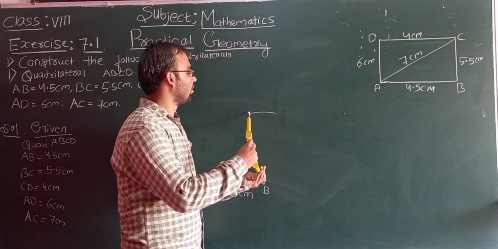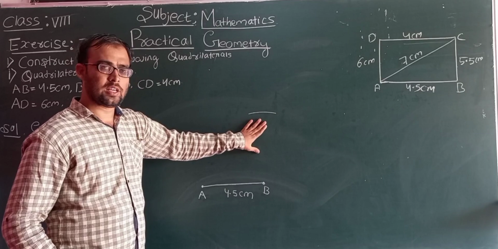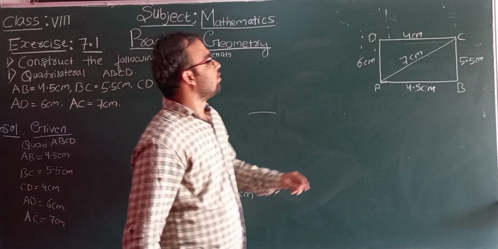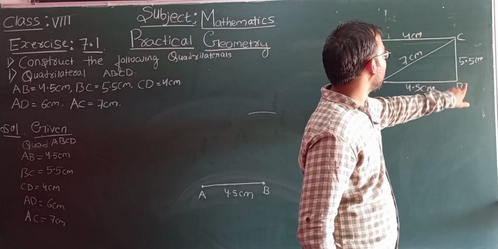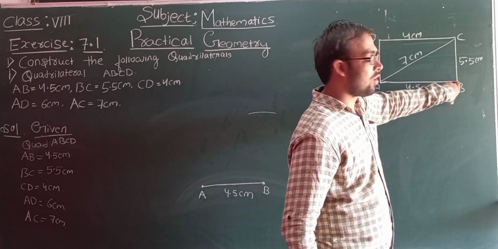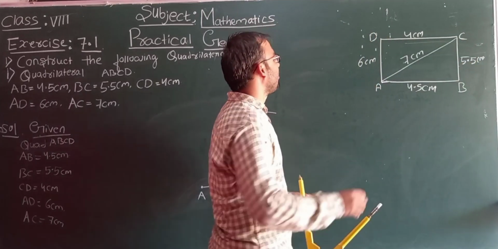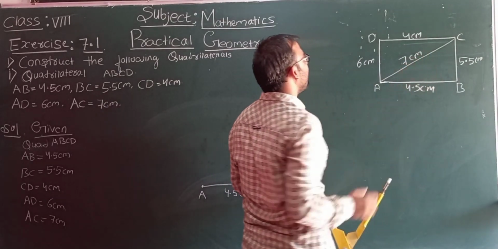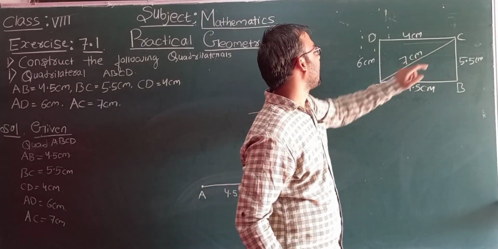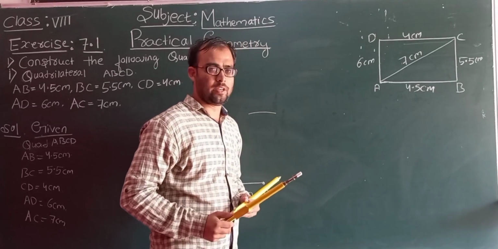Okay, so with B as center, draw the arc. Next, look here, students. With B as center, we have drawn the arc of 5.5 centimeter. Now we need to take AC. So now we need to take the diagonal AC, that is 7 centimeter.